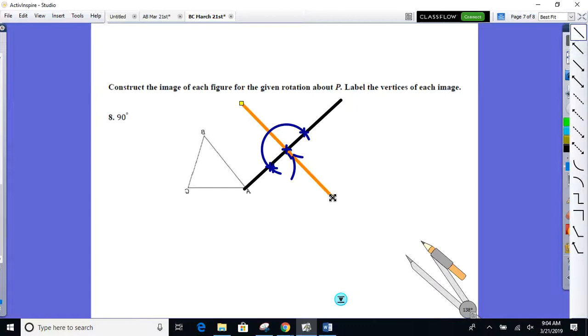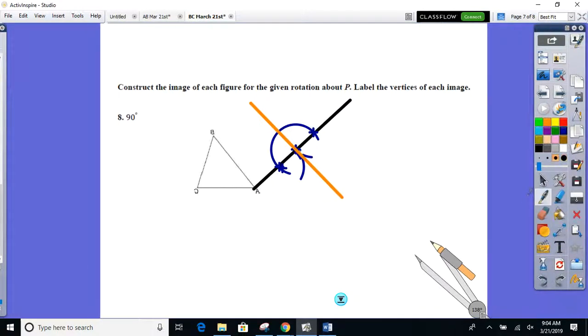Where's A prime going to go? The bottom or the top? Why the bottom here? I'm rotating which direction? Counterclockwise. So you do not want to copy A up here. So how do I find where A prime is now? I get it because I found my 90-degree angle, so A prime's got to be somewhere on here. But where? Distance does not change, does it there, Thug Life? No. Good.